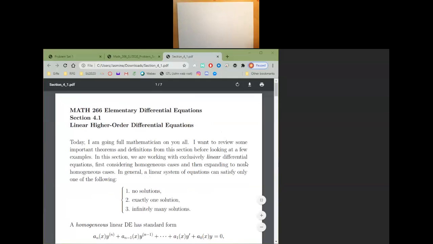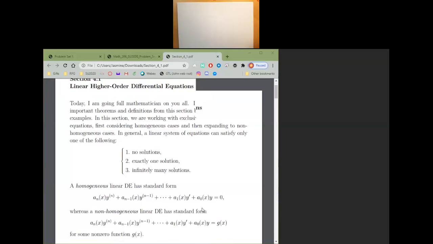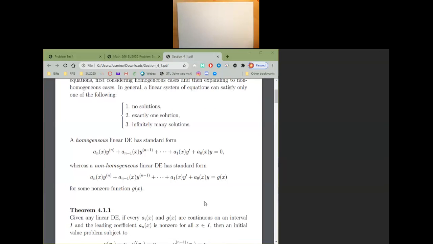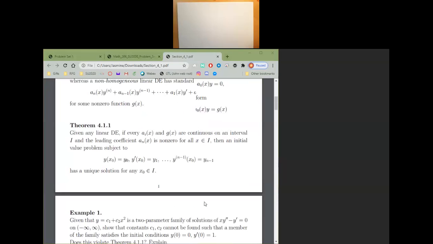So we just started at the beginning that in a linear system of equations, you will always have no solutions, exactly one solution, or infinitely many solutions. This is the form of homogeneous and non-homogeneous differential equations. And now you're all caught up.